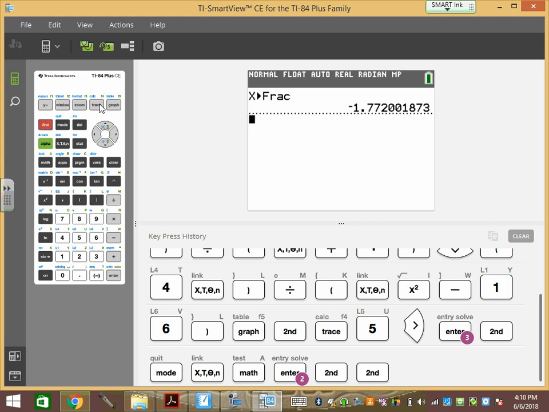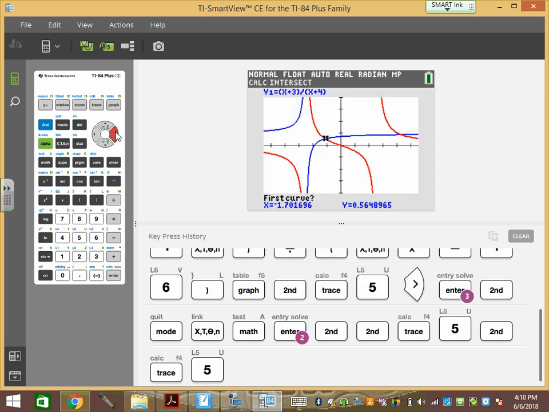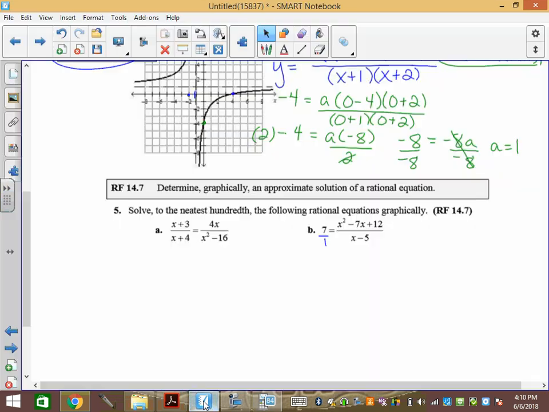And I'm going to put that in the answer in a second. And then I'm going to go second trace 5, and find the other one, closer to the other one over there. And I'm going to enter, enter, enter. And I get 6.77. So negative 1.77 and, oh, positive 6.77. Then I'm going to check the other one.